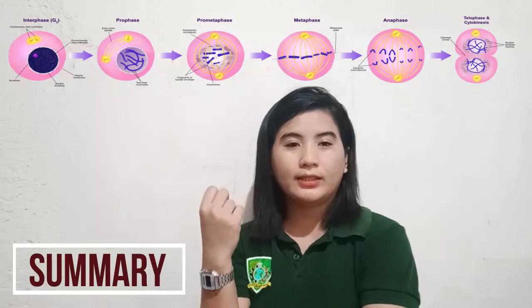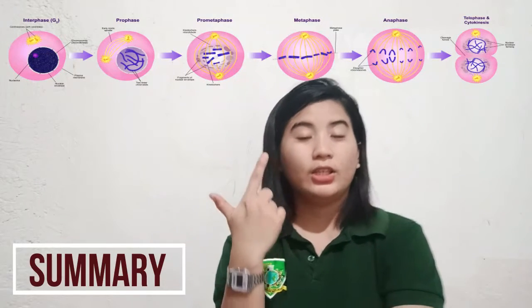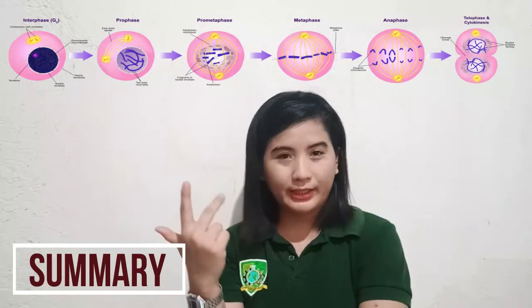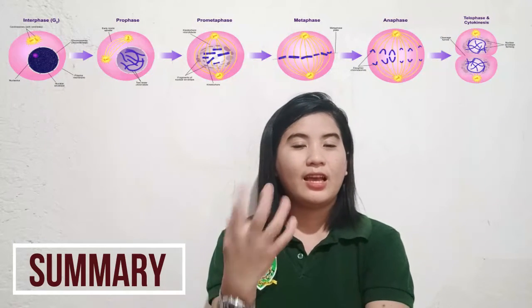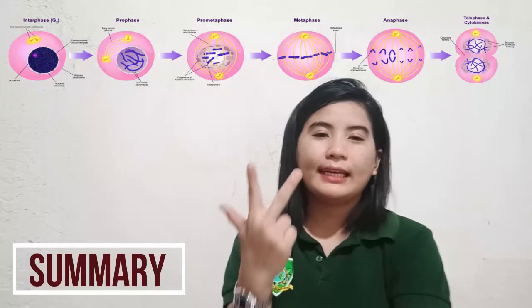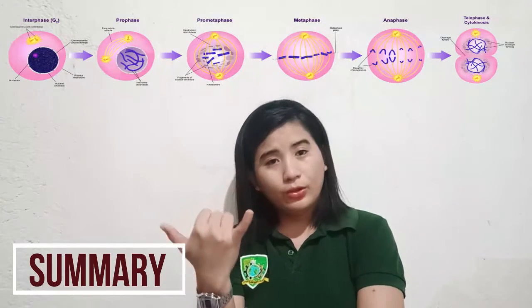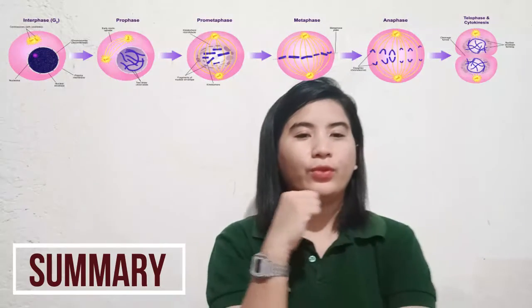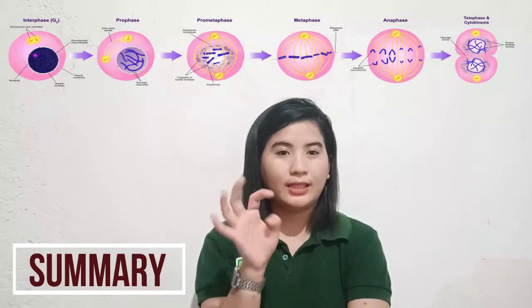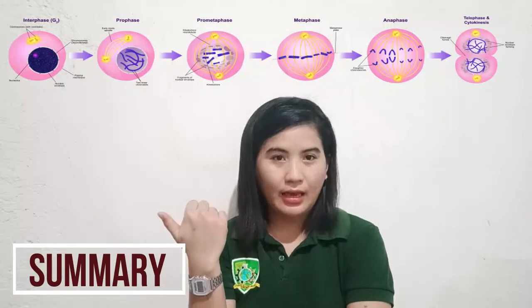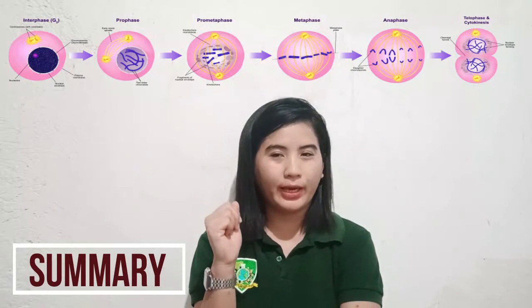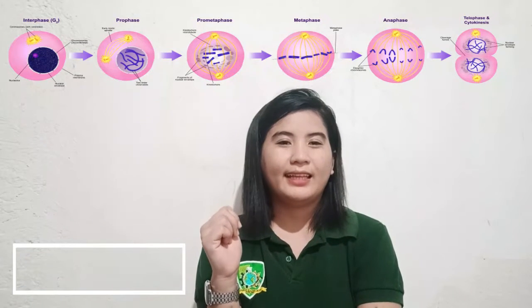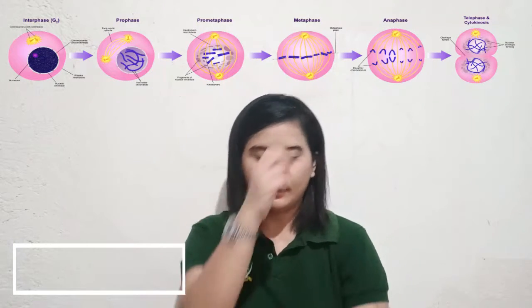And then let's recall everything from the start, from interphase to cytokinesis. Cell division includes the interphase, which has 3 stages: G1 phase, S phase, and G2 phase. In mitosis, there are 4 stages: prophase, metaphase, anaphase, and telophase. Let's include the cytokinesis. Now, for you to be able to remember mitosis, just remember PMAT-C. Prophase, metaphase, anaphase, telophase, and cytokinesis.